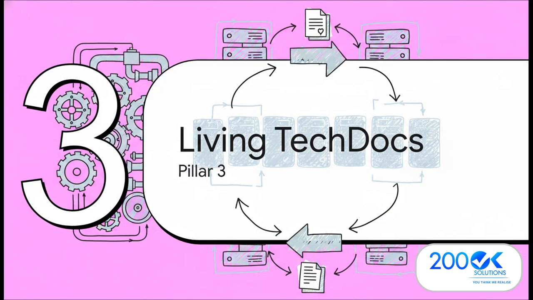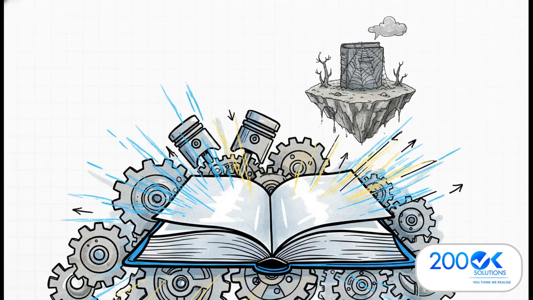Moving right along to Pillar 3, Living TechDocs. Think of this part as the finishings and utilities of our blueprint. We want an automated pipeline that keeps documentation strictly alive and totally accessible. We all know why traditional documentation fails, don't we? Docs living outside the code base, like in a wiki, get outdated the second the code changes. But docs living inside the repo that require some separate tool to go find, they just go completely unread.